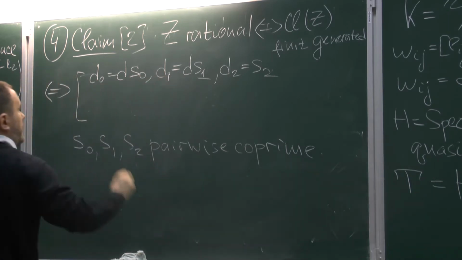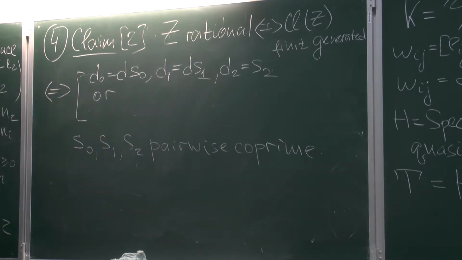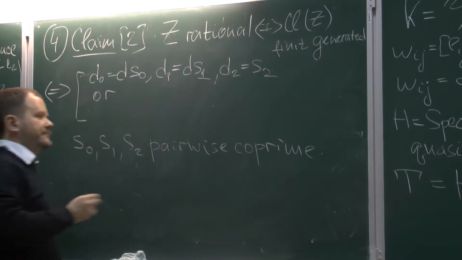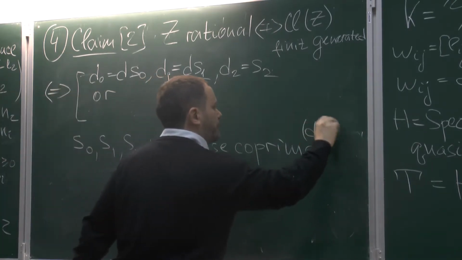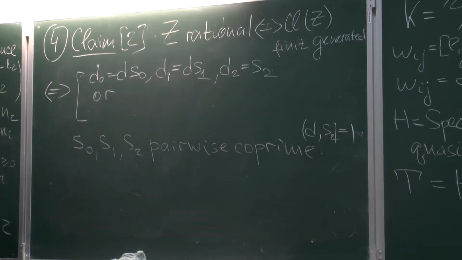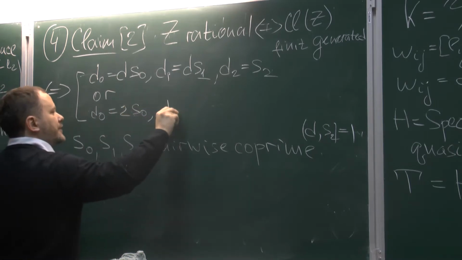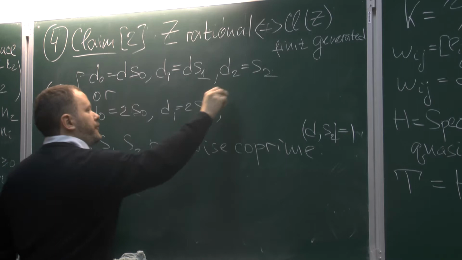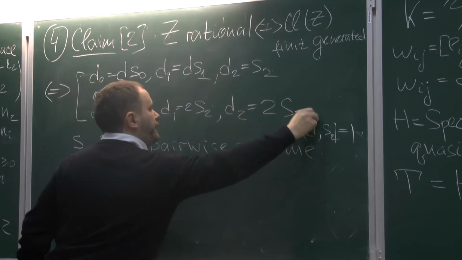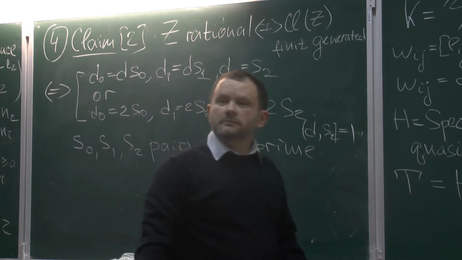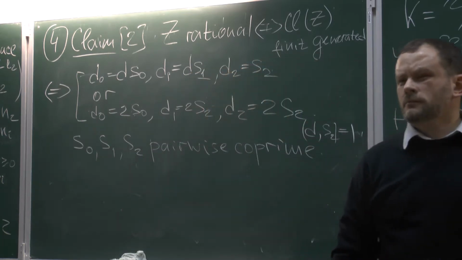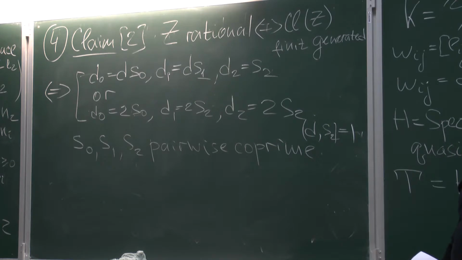Or all of them, d to be coprime to s. Right. And the second possibility is that all of them have 2 as a common divisor, but the remaining are relatively prime. Is it possible to have more common divisors except 2?